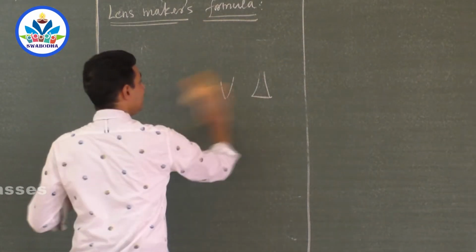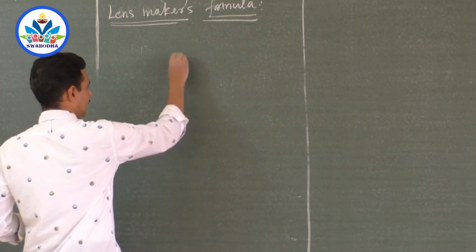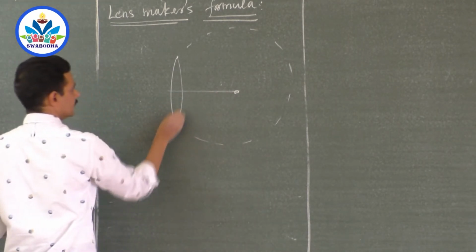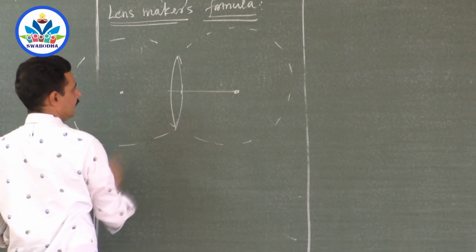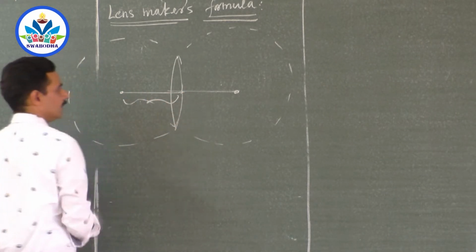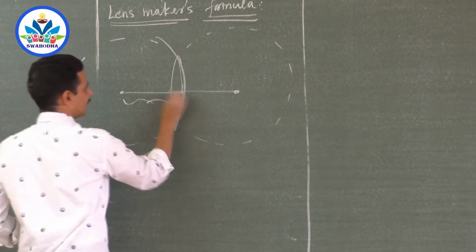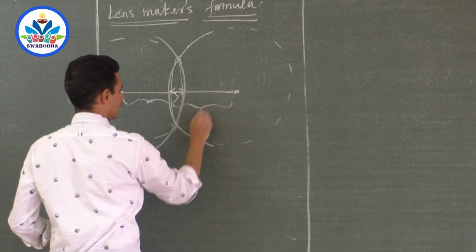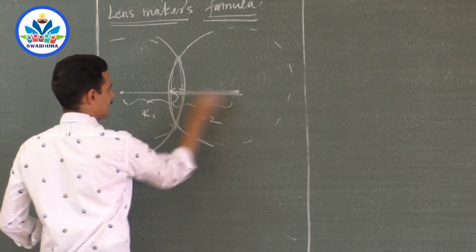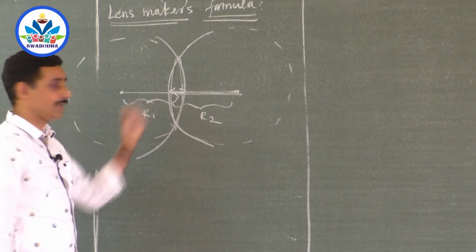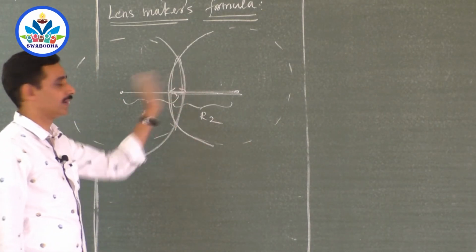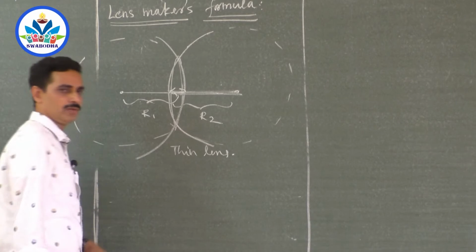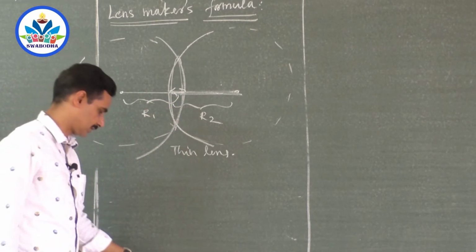Now, what is a thin lens? Suppose you have a lens like this. This is a part of a sphere, its center is here. This is a part of a sphere, its center is here. Now compared to the radius of this surface, this thickness is very small. Compared to this radius, this thickness is very small. So if the thickness of the lens is very small compared to the radii of curvature, then it is called a thin lens. A thin lens is one whose thickness is very small compared to the radii of curvature.